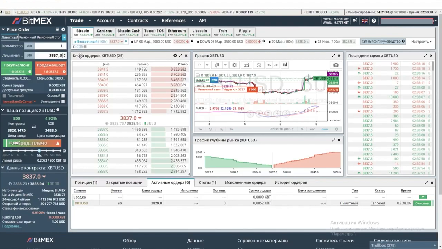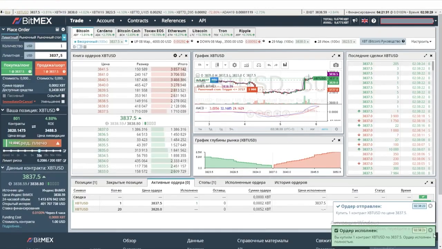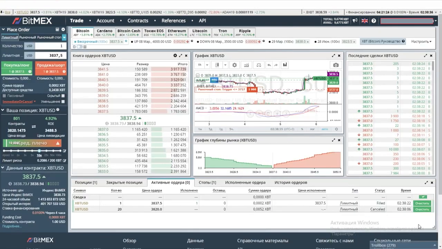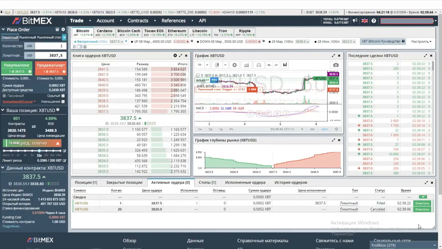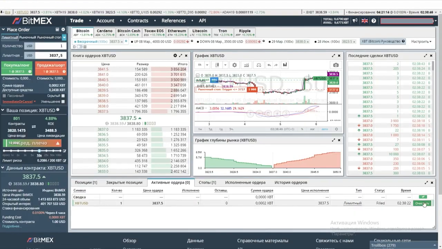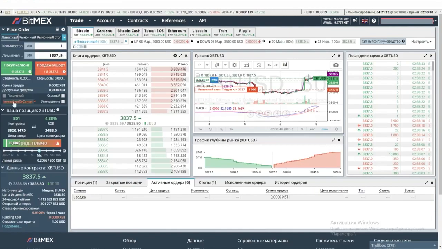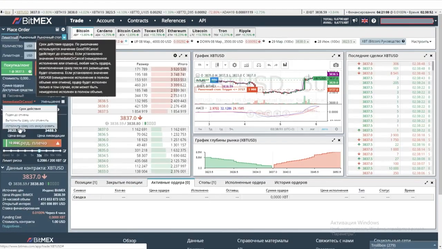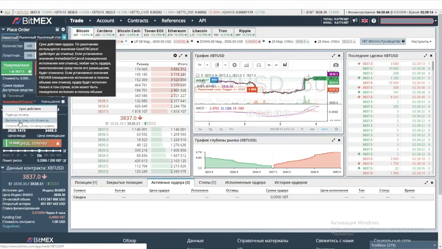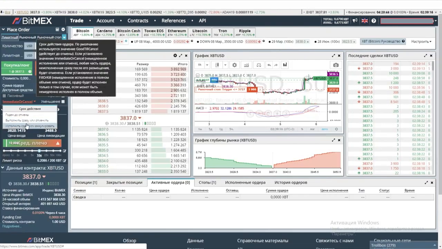What other opportunities does this give us? Immediate Or Cancel. I don't understand why, it's done more for market orders. It is all in order to turn a limit order into a market order. The same 20 contracts at the price of 3,820. Click buy. The order is placed and immediately cancelled due to the fact that it was not executed immediately.